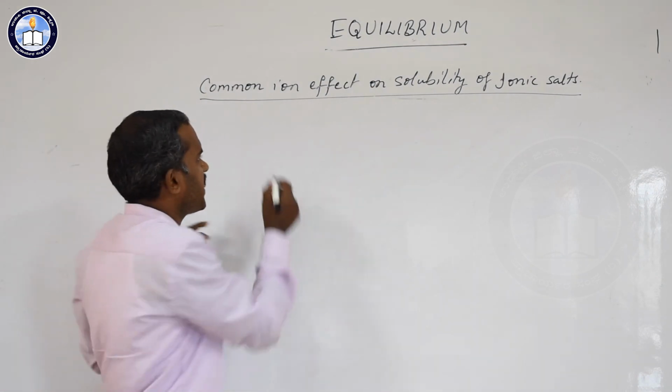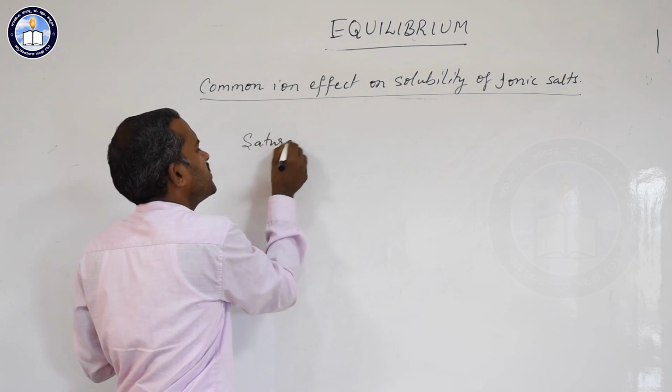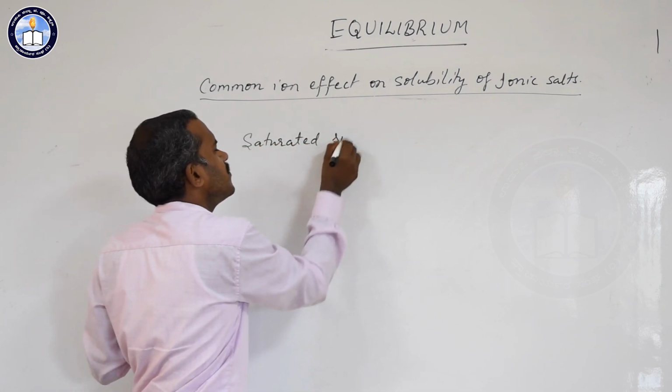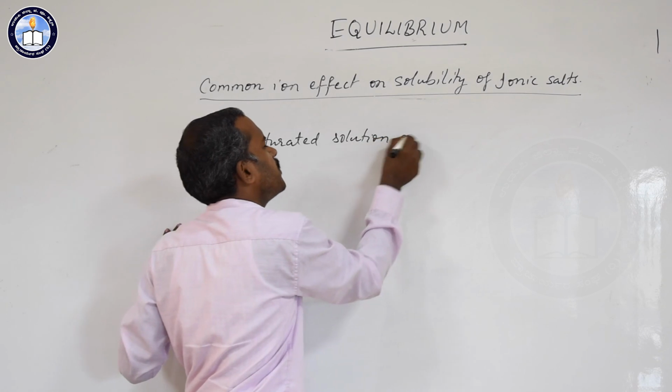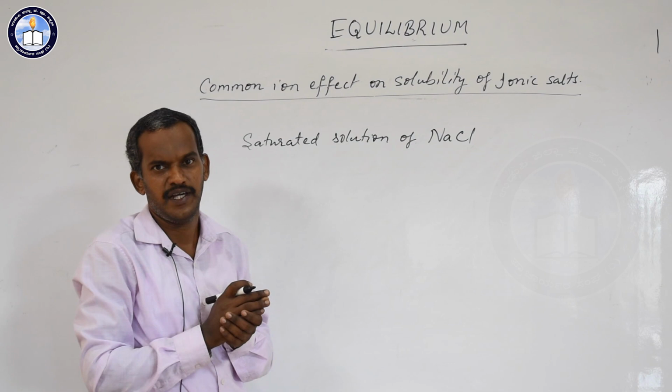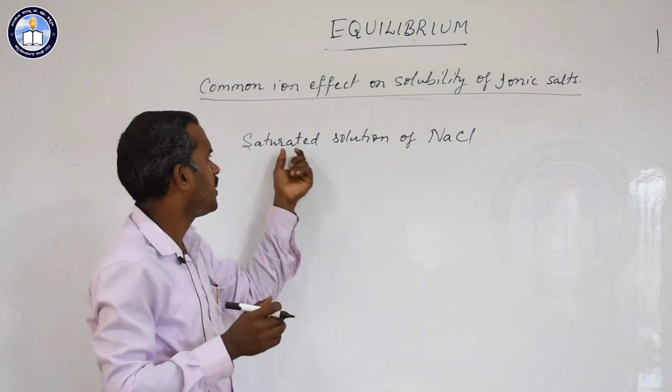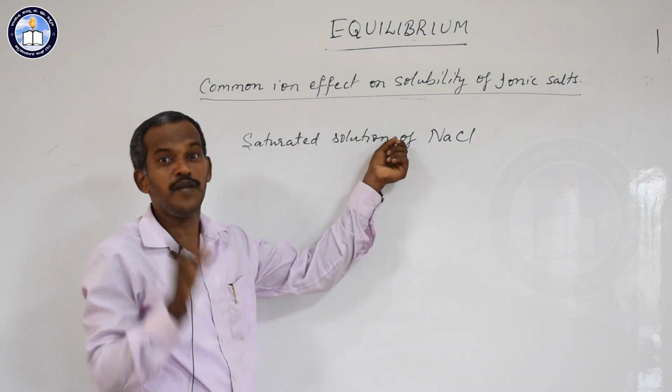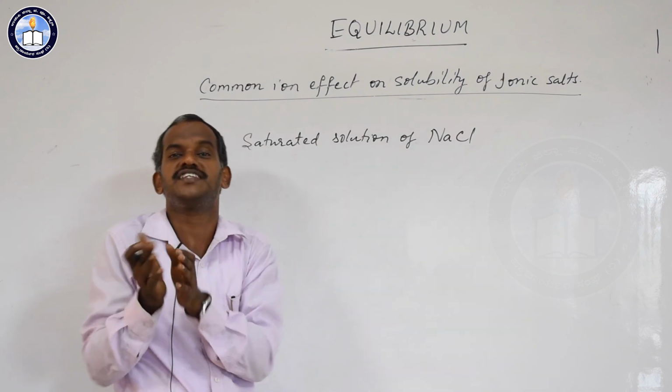Okay, suppose if I take a saturated solution of NaCl, saturated solution of sodium chloride if I take, and if I pass a HCl gas, if I pass hydrogen chloride gas into a saturated solution of NaCl, then what happens is the crystals of NaCl will be formed.